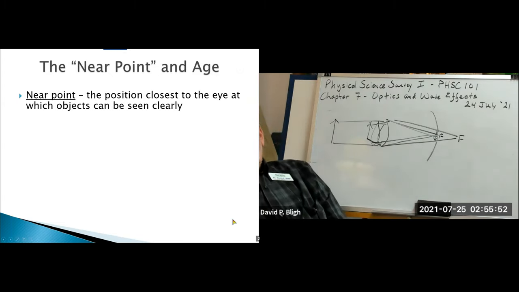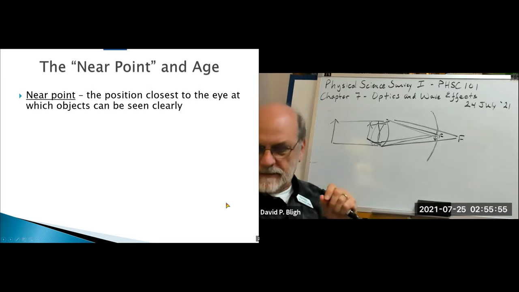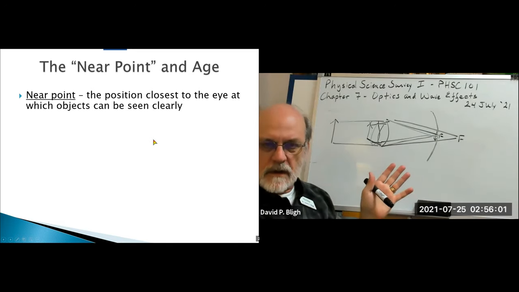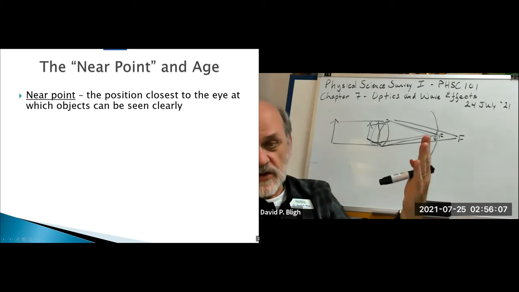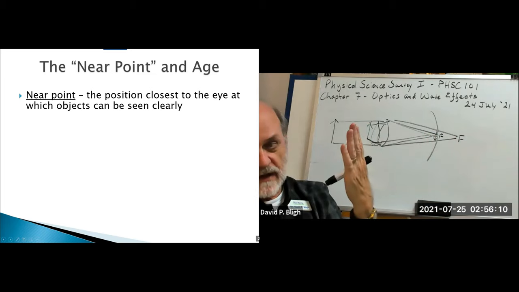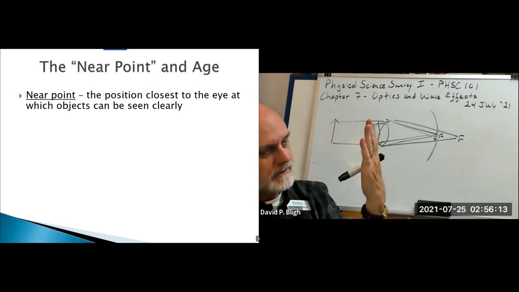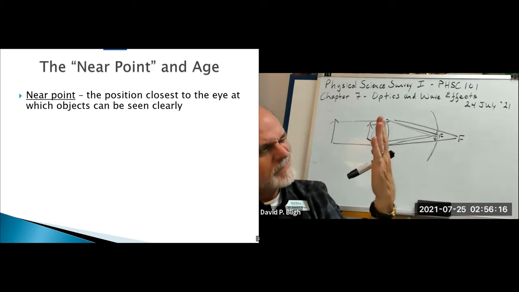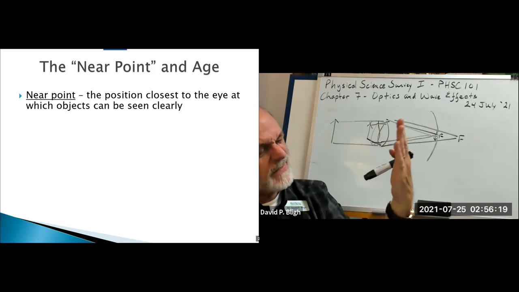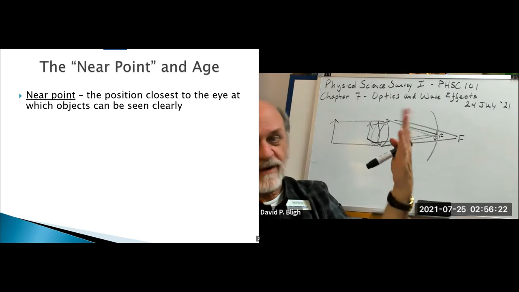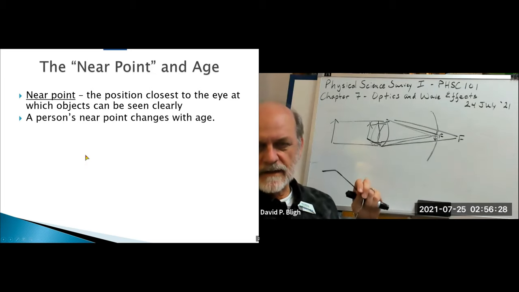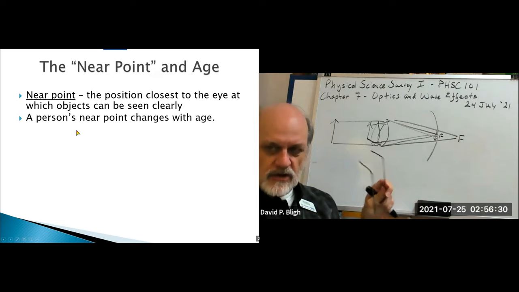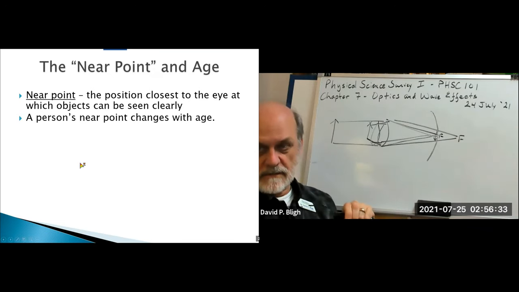Now let's talk a little bit about near point. What is the near point? The near point is, for any person, without corrective lenses, the closest that you can move an object and still focus on it. See, I'm going to use one eye. Use this one. About right there. That's my near point for my right eye. This near point changes with age. Always.